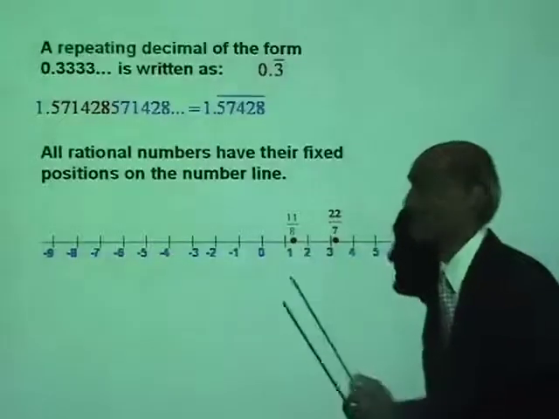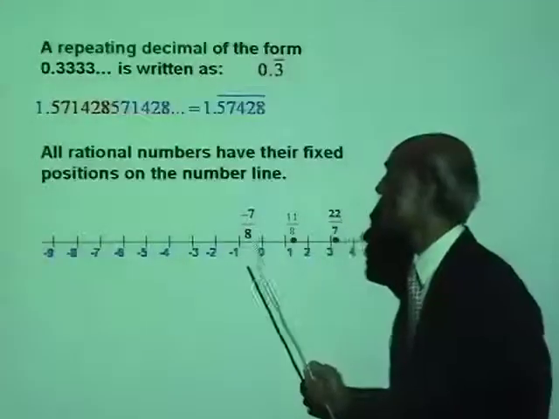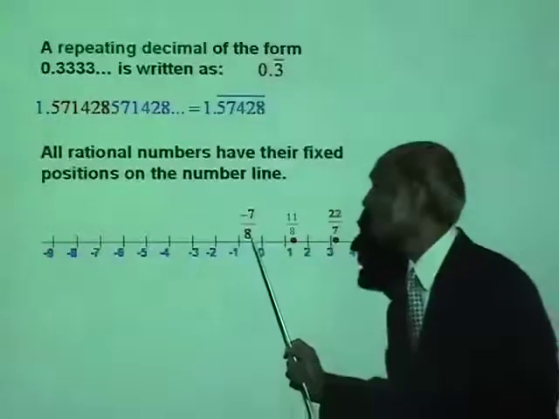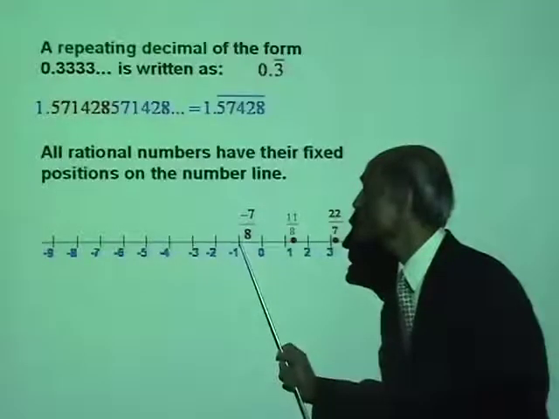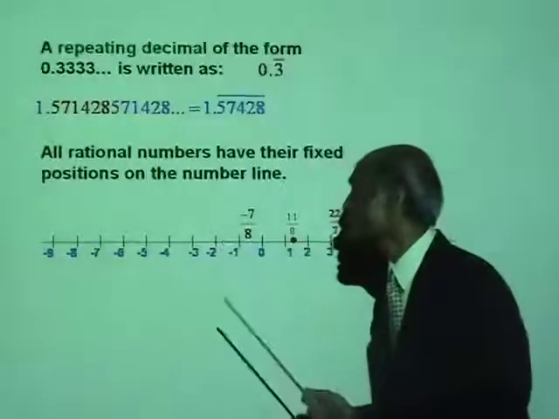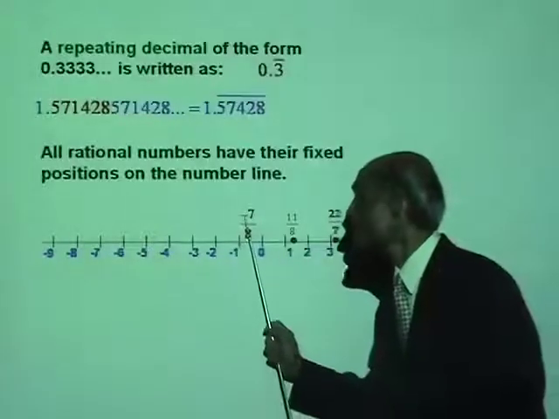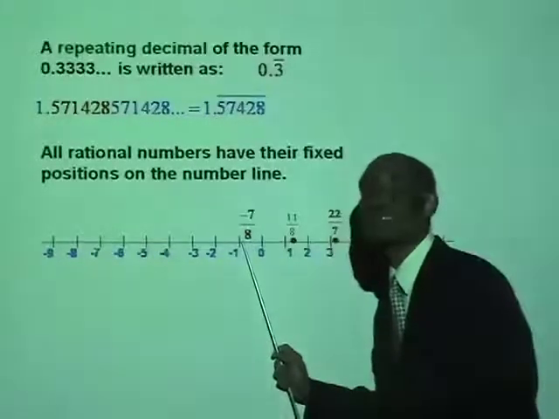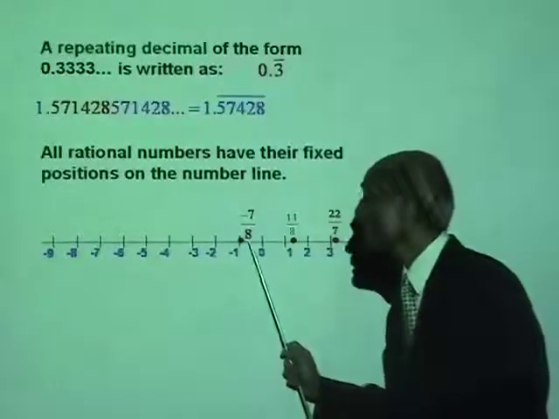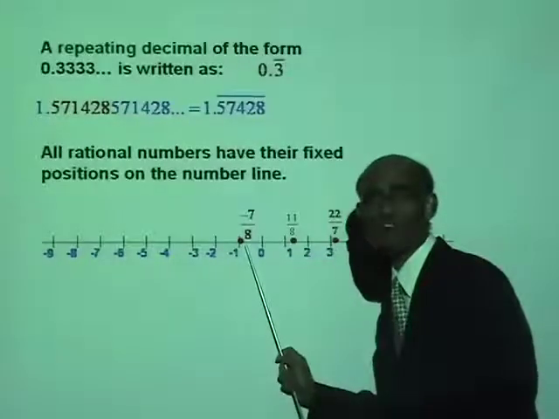Is that right? Yes. Now look at the position of negative 7 over 8. Now, can you tell me where exactly that negative 7 over 8 is? Is it going to be to the right of negative 1, or is it going to be to the left of negative 1? Where do I mark its position? Negative 7 over 8. Actually, it is greater than negative 1. So, it will be right there, slightly to the right of negative 1.